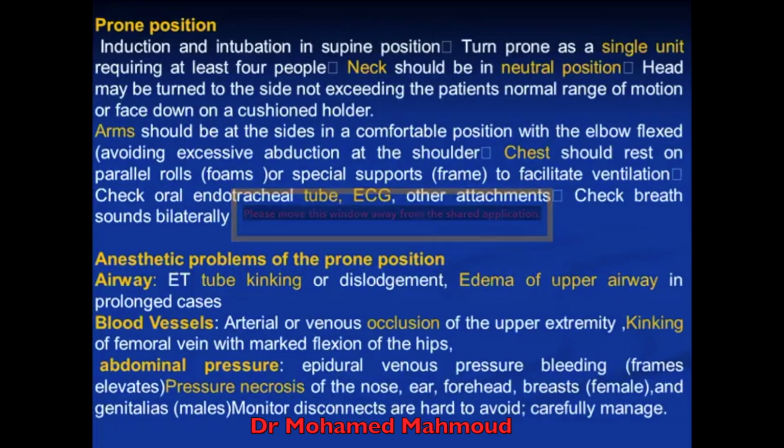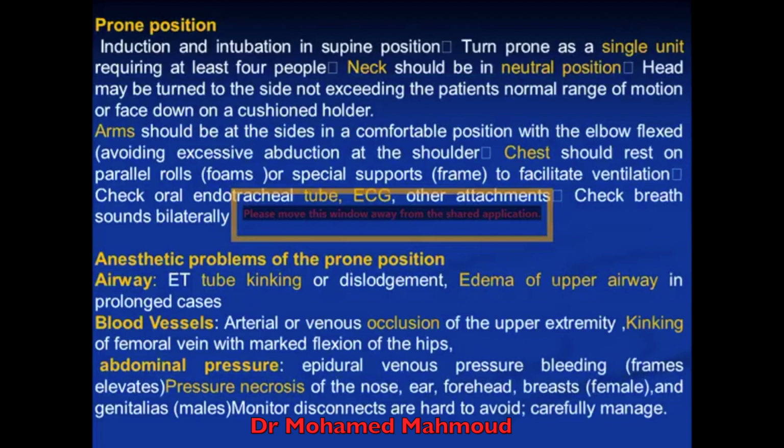Prone position. Prone position is very important in spine surgery, and intubation is done in supine position and then we turn the patient. We need 4 people to turn the patient from supine to prone position. Head should be in neutral position. Neck should not be extremely flexed or extended. We should take care of the eyes if there is any pressure on them. The arms should be beside the patient or at 90 degrees.